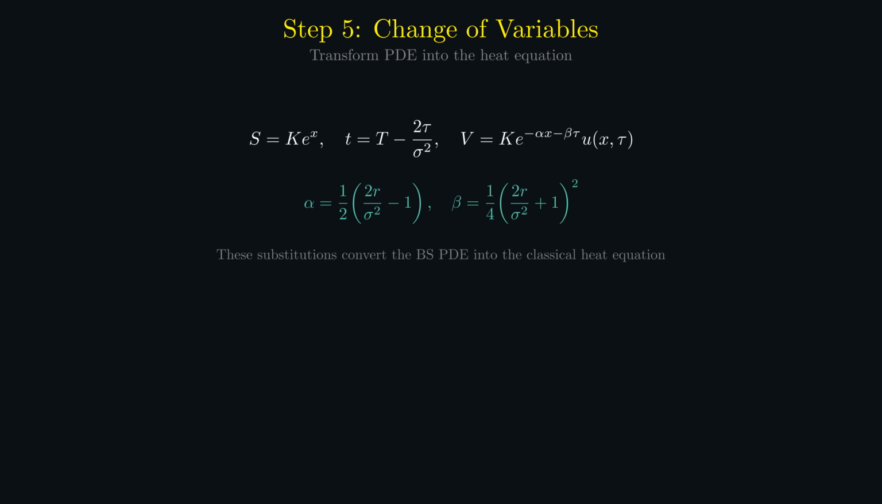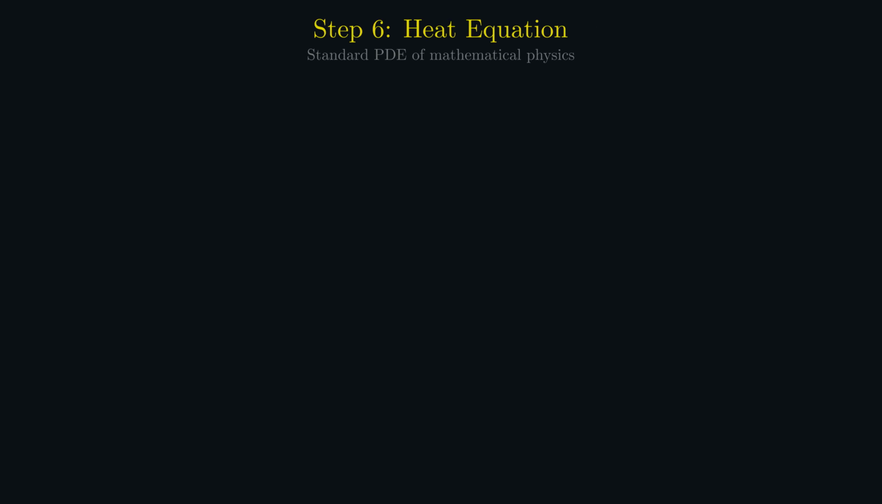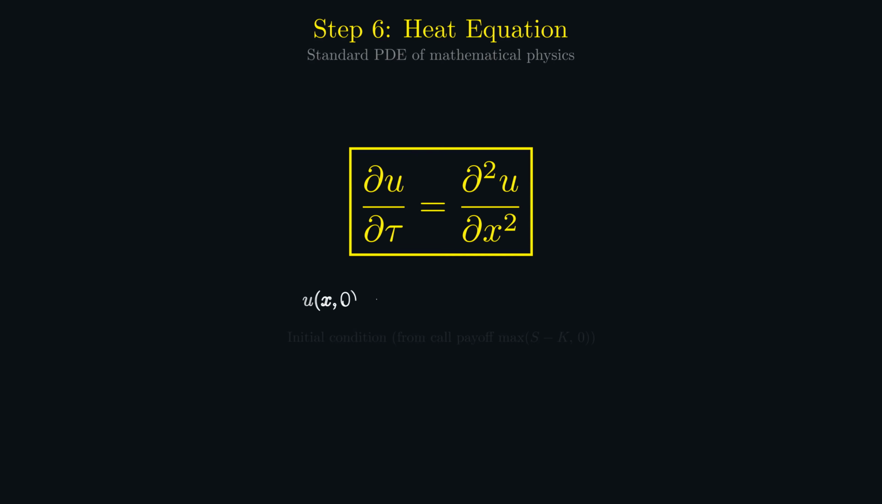The Black-Scholes PDE looks formidable, but a clever substitution tames it. We remap stock price, time, and option value into new coordinates. The constants alpha and beta are chosen to absorb the drift and discounting terms. After substitution, the Black-Scholes PDE reduces exactly to the heat equation, one of the most well-studied PDEs in physics.